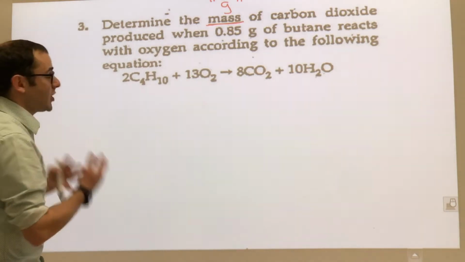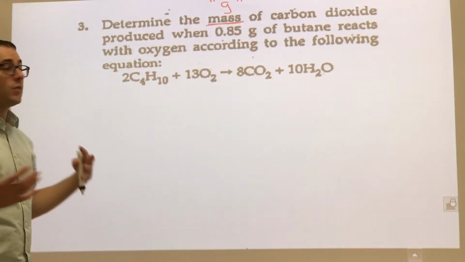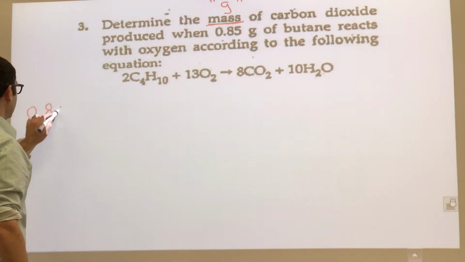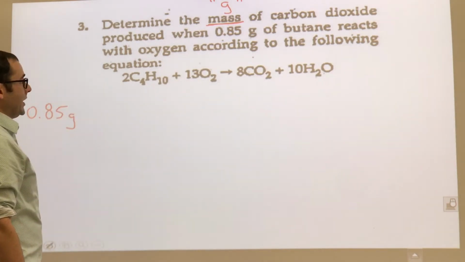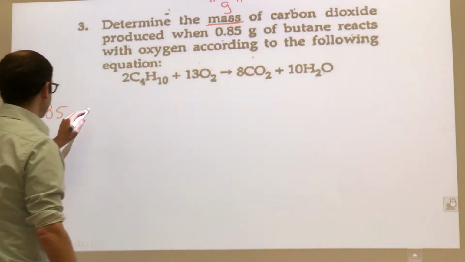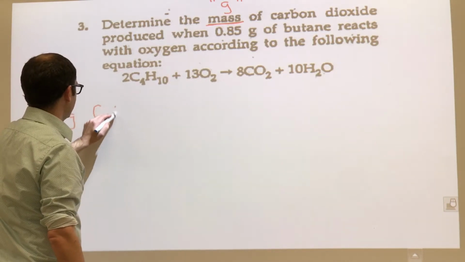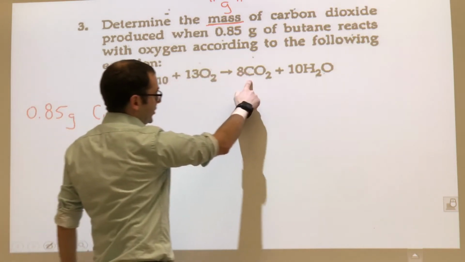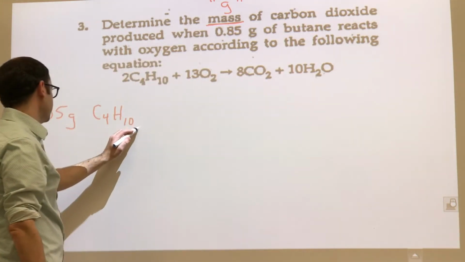We're still going to start with what's given, right? We're still going to start with 0.85 grams of butane. Now, using context clues, what's butane's formula? Right, it's the only thing from the equation that you don't know. C4H10, because you know oxygen, you know carbon dioxide, you know water. Good.